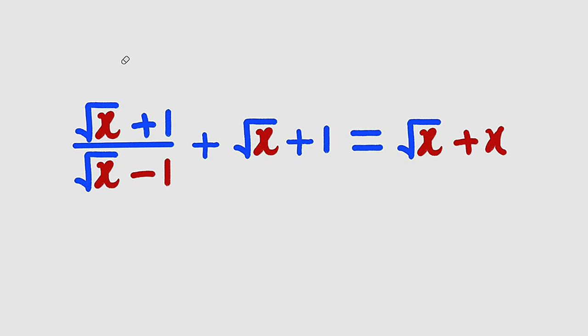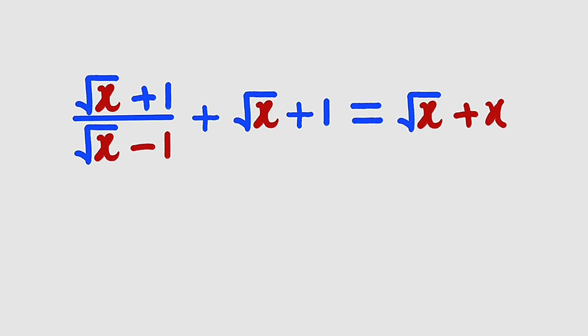We want to find that real value of x, which I know is 4, that will satisfy this equation. The square root of x plus 1 divided by the square root of x minus 1, plus the square root of x plus 1, equal to the square root of x plus x. Let's get started. First of all, let us talk about the domain.